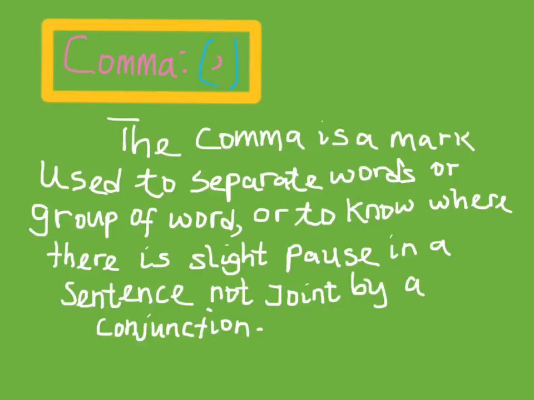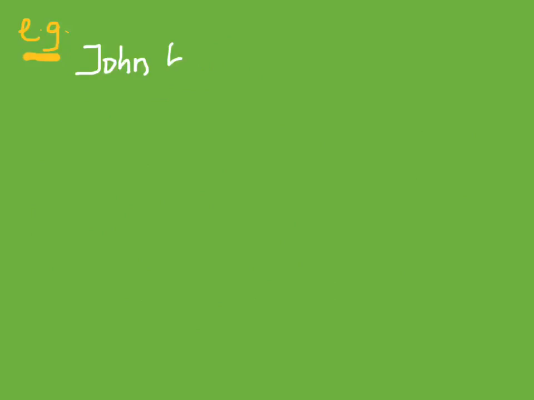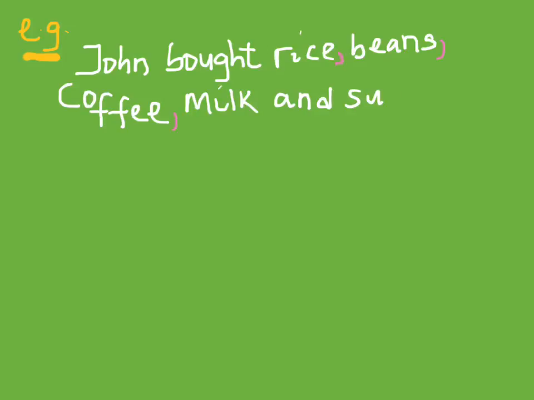So the comma is used to separate words, or to separate groups of words, or to show where there is a pause in a conversation or in writing. For example, John bought rice, beans, coffee, milk, and sugar. So we are trying to list out the different items that John bought. These are different words. John bought rice, beans, coffee, milk, and sugar.